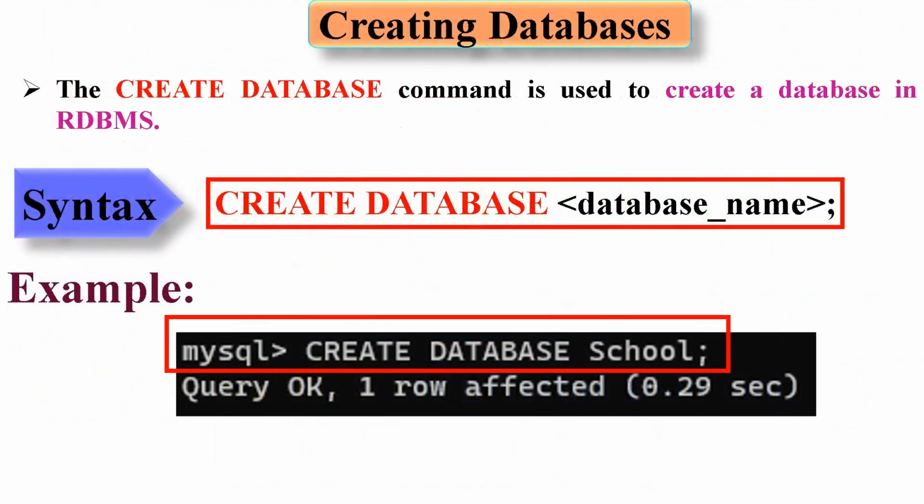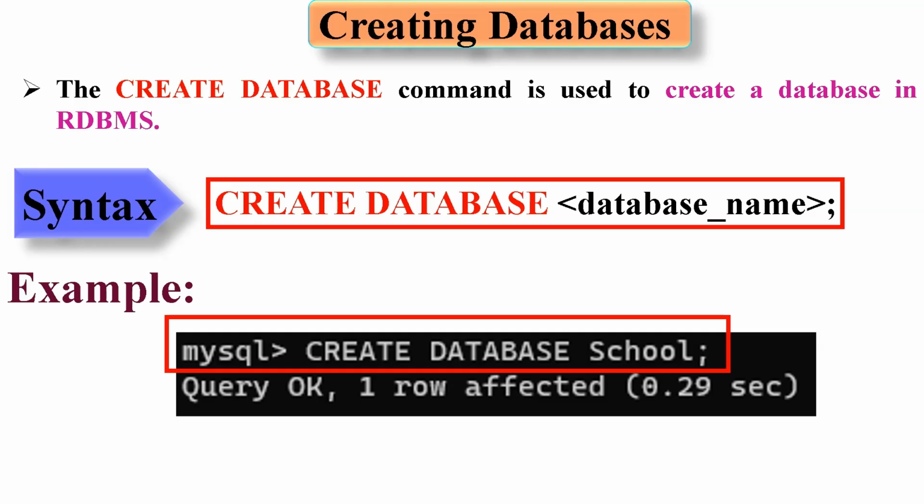A database is a structured collection of data organized for efficient storage and retrieval. Let's learn how to create a database. The create database command is used to create a database in RDBMS, that is Relational Database Management System. Syntax is create database database_name semicolon. Example. Create database school semicolon. This statement creates database with the name school. Now, a database with the name school will be created on the system. The semicolon at the end of the command is used to terminate the SQL statement.